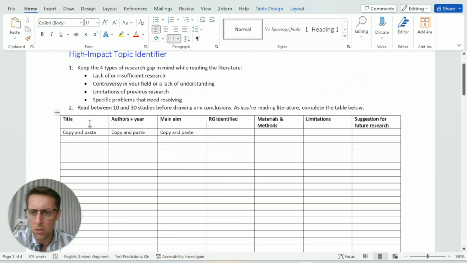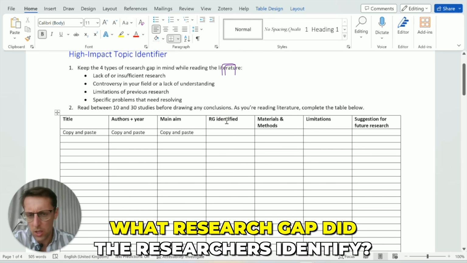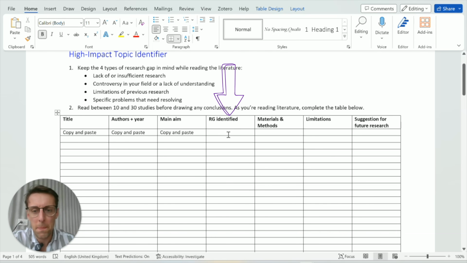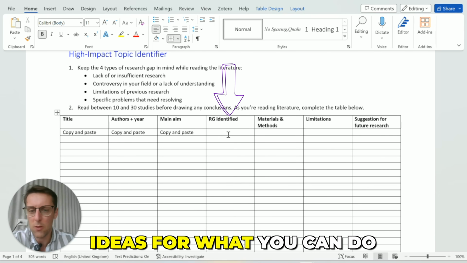And you want to be reading them, but very quickly, and filling in this table. So what research gap did the researchers identify in that paper? That's typically in the introduction, because if you're reading something recent, let's say from this year, and the researchers have identified a specific big research gap, it's likely that you can continue addressing a similar gap. It can give you ideas for what you can do.